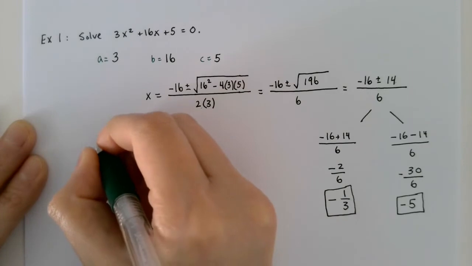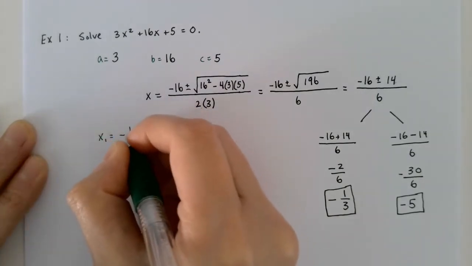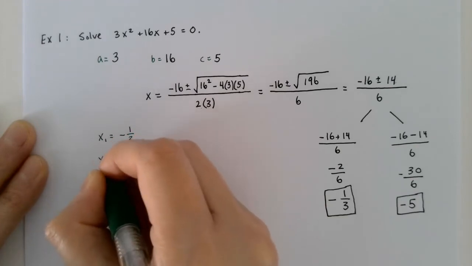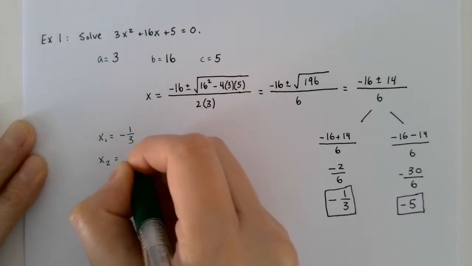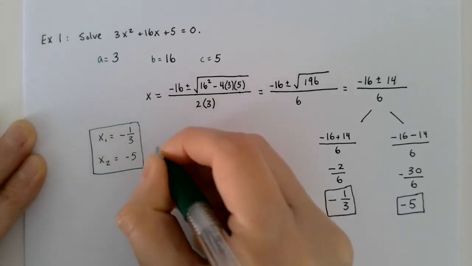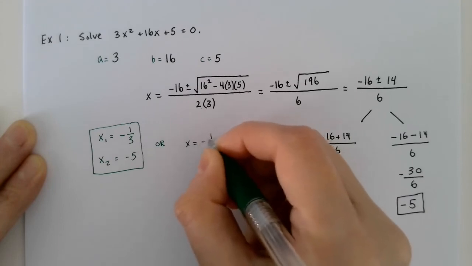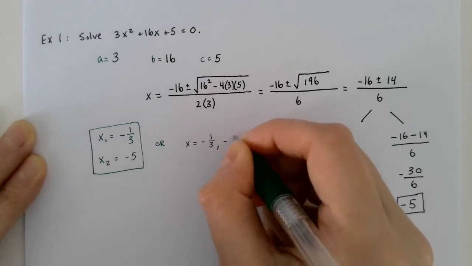ways. I like to do x sub 1, so one of my answers is negative 1/3. X sub 2 is negative 5. Those would be my two final answers. You could also just list them. So you could just say x equals negative 1/3, comma, negative 5.